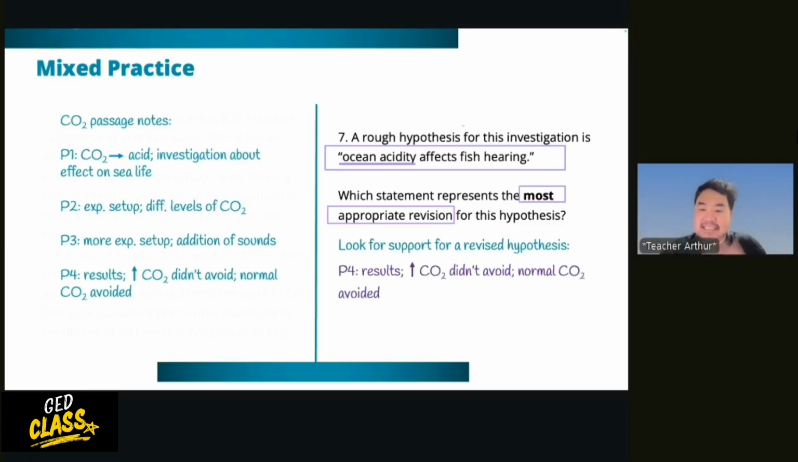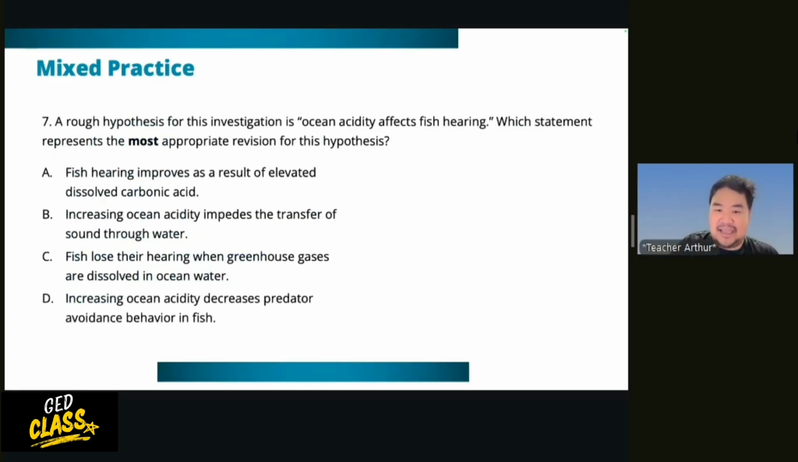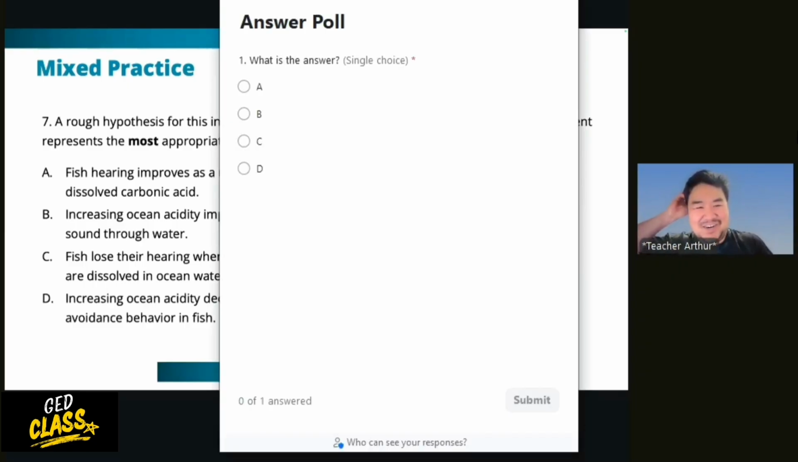right? So again, as a lot of you mentioned, paragraph 4 is where we got a lot of that. All of you mentioned that, right? Paragraph 3 and 4, right? About the results. Higher CO2, the fish did not avoid the predator sounds. Normal CO2, the fish avoided the predator sounds. Take a look at the answer choices. Let's put 30 seconds for this one. Since we did a lot of the work already, I'll give you 30 seconds to try this one on your own. When you have an answer, put your answer in the poll.